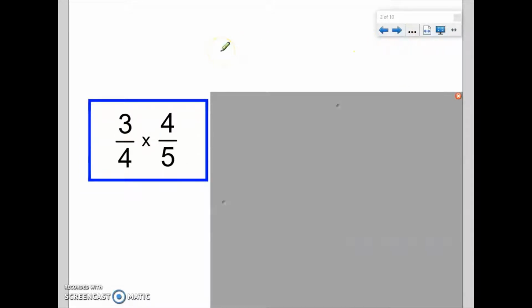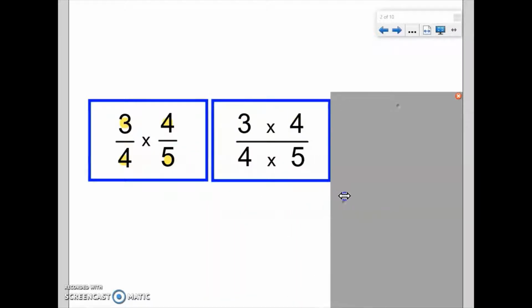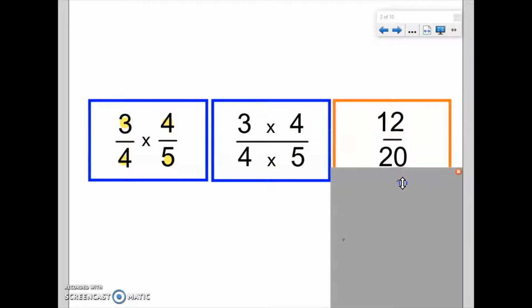Have a look at another example. So again, we're going to use the exact same method. I'm going to go ahead and multiply the numerators, 3 multiplied by 4. And I'm also going to multiply the denominators, 4 multiplied by 5. So there's the calculations I'm going ahead and doing. 3 times 4 is going to give me 12, and 4 times 5 is going to give me 20. So I have a result of 12/20.